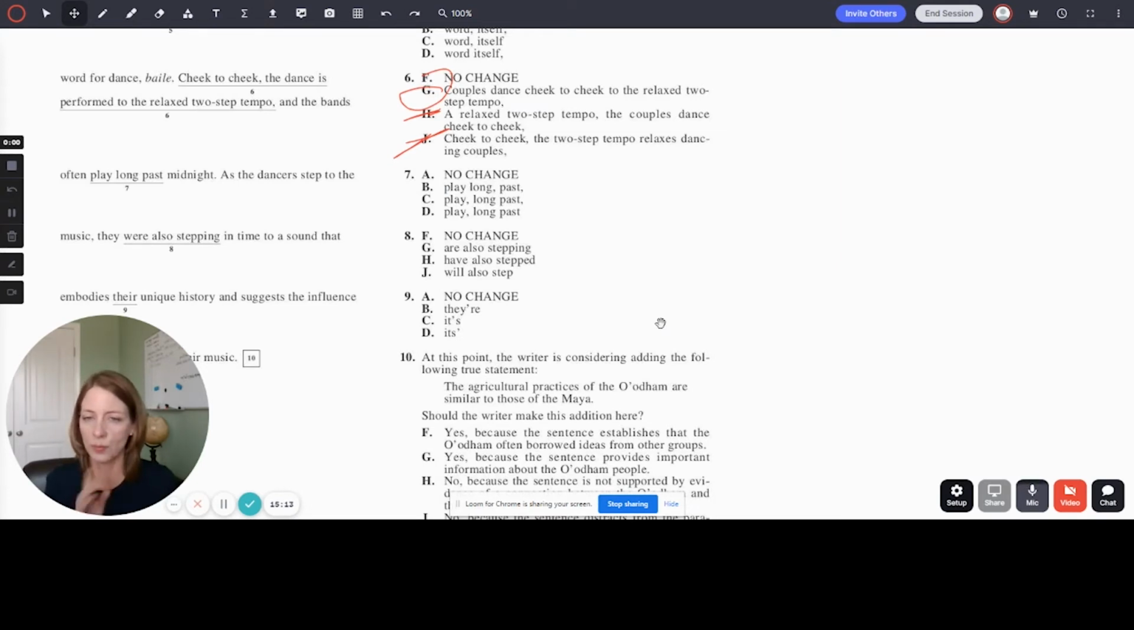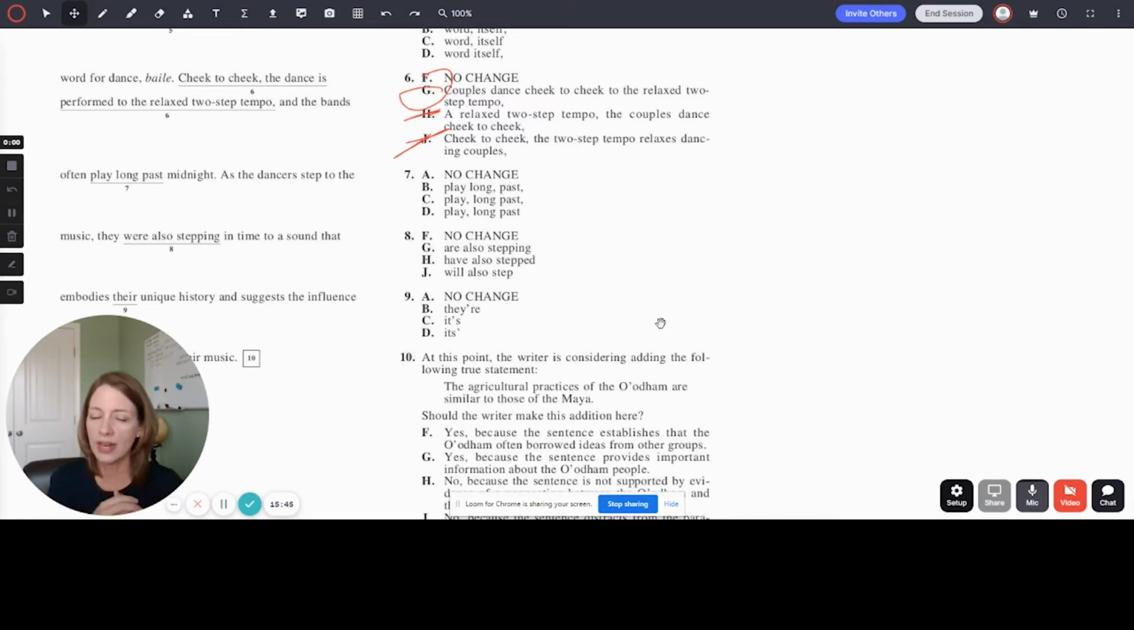We're always thinking through what do we know is wrong? And for this, I just need the end of that to analyze. I just need to look at the bands often play long past midnight. I just need that because that other independent clause doesn't play into what I'm trying to decide here with my commas. So I don't even have to look at that anymore. The bands often play long past midnight. The bands often play long.